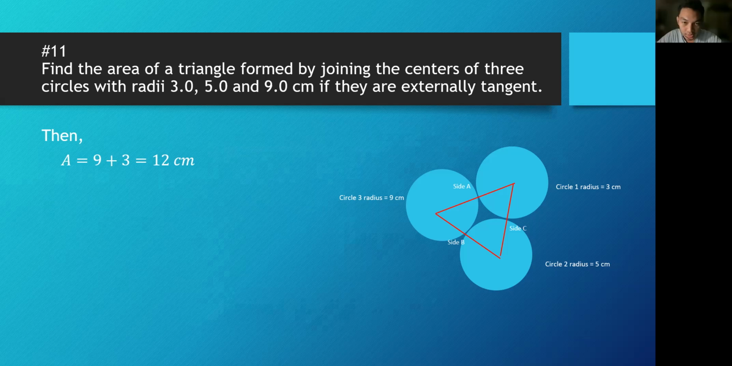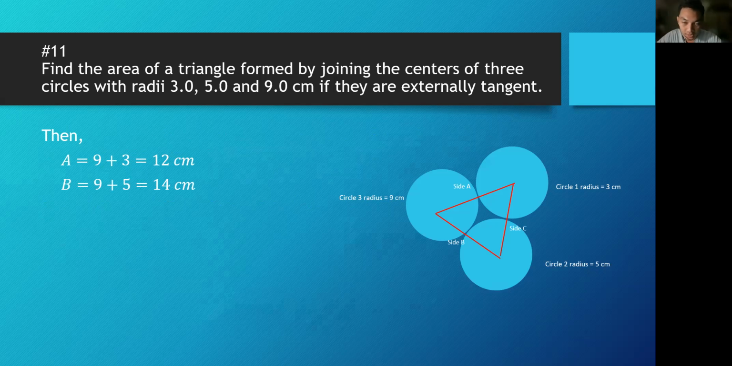So side A is the sum of the radius of circle 3 and the radius of circle 1, which is equal to 12. Side B is equal to the sum of radius of circle 3 and the radius of circle 2, which is 14 centimeter. And side C is the sum of radius of circle 1 and radius of circle 2, which is 8 centimeter. Now we can use the Heron's formula to solve for the area. First, we will solve for S, which is equal to A plus B plus C over 2, and substituting all the values, we can get 17.